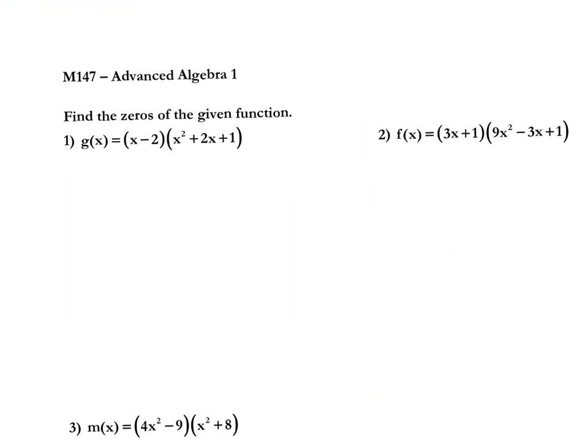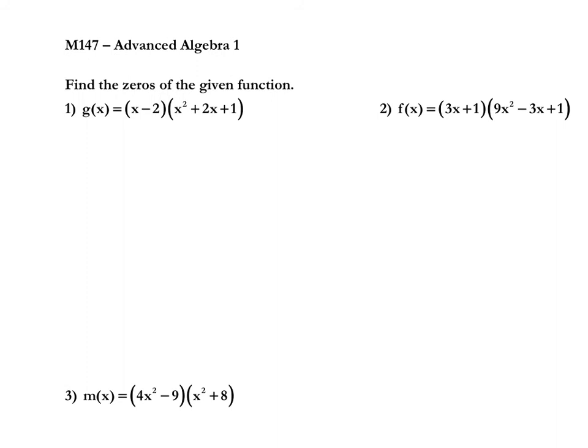Okay. So the directions say find the zeros of the given function. So if it says find the zeros, then that means you have to find real and or imaginary. Okay. If it says just find the reals, then you would have nothing with regards to imaginary numbers. But if it says find the zeros, that encompasses all types.